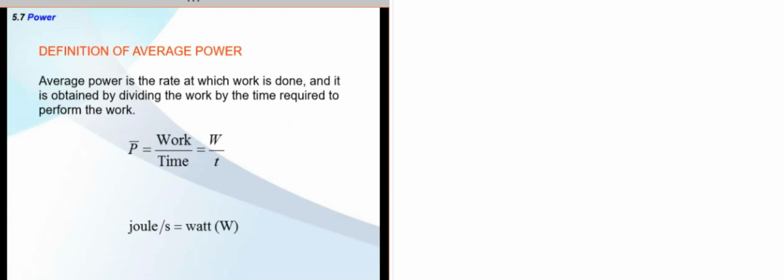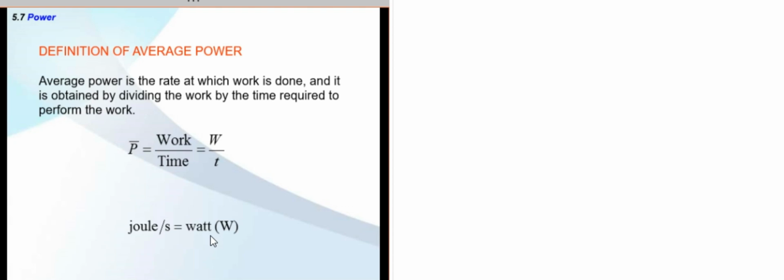Definition of average power. Average power is the rate at which work is done, and it is obtained by dividing the work by the time required to perform the work. So power is equal to work over time. So work is in joules, time is in seconds, and joule per second is watts. Yes, this is watts. And we commonly hear watts in electricity.